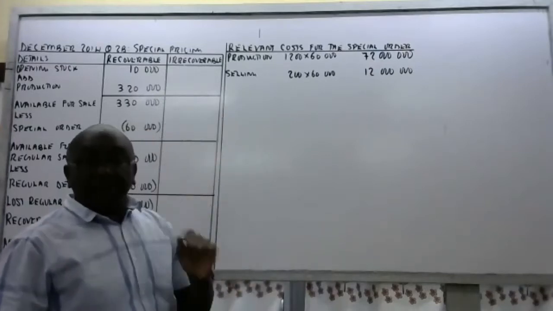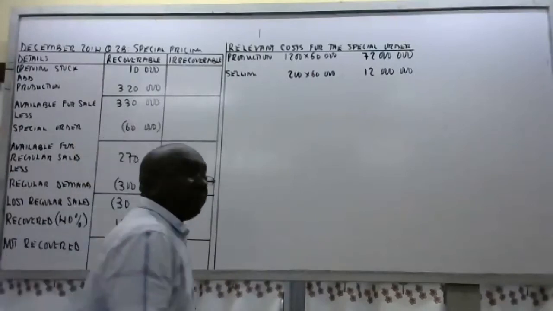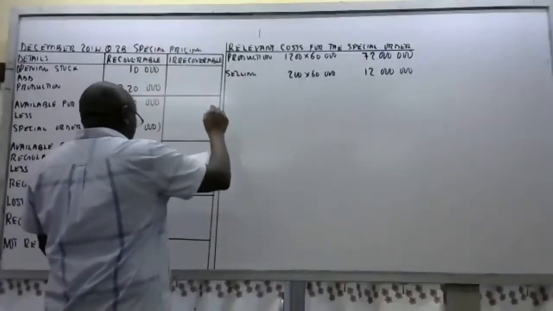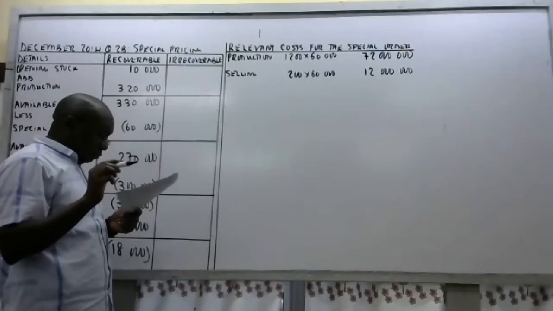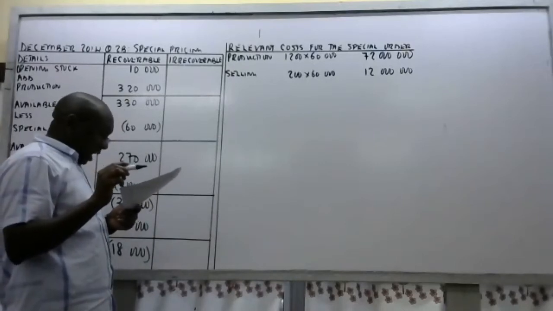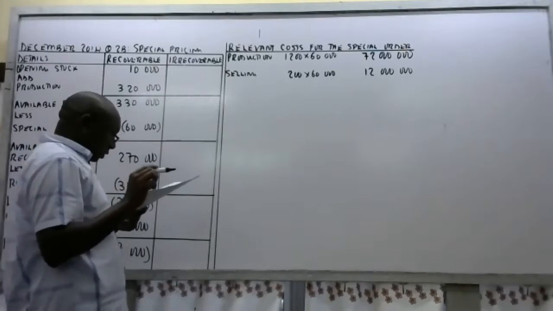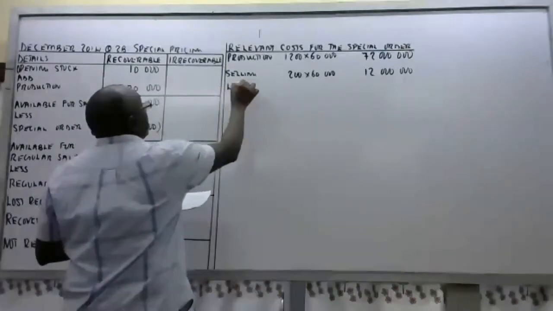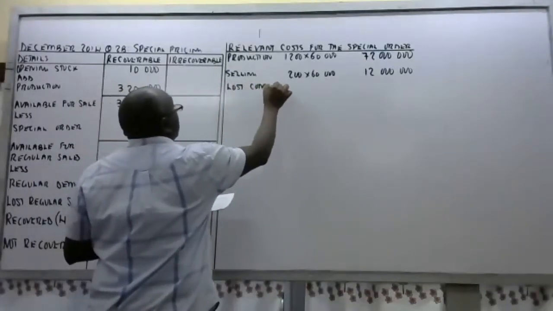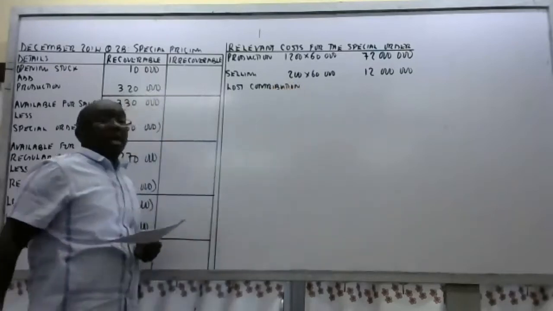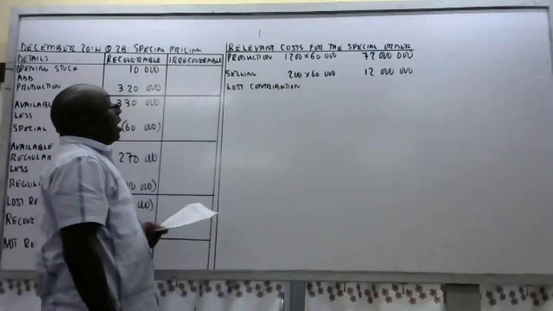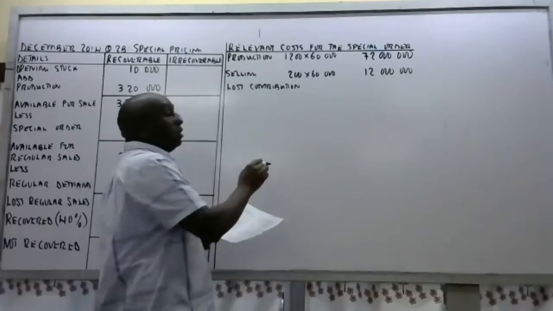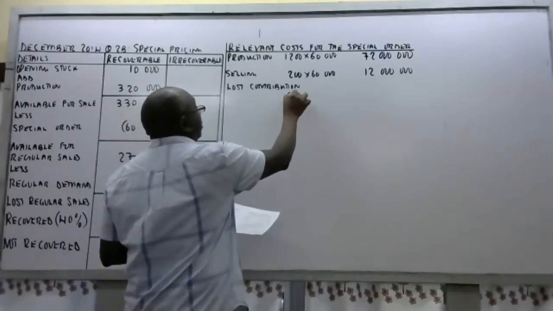Royce also confirms 12 million. Good. Even Churchill, good. The next thing that you need to bring on board is lost contribution. Now, lost contribution is also a relevant cost. And if you look at the question there, we are going to lose a contribution of 900 shillings.